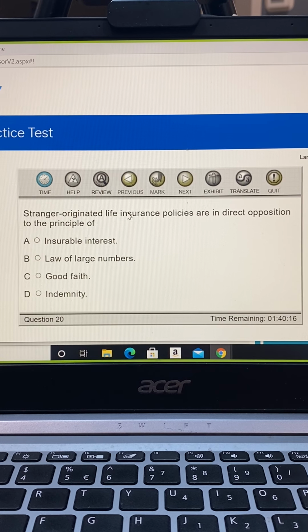Stranger-originated life insurance policies are in direct opposition to the principle of insurable interest. Exactly, because you can't just take out life insurance on somebody you don't know. You have no financial connection to them. Insurable interest, right.